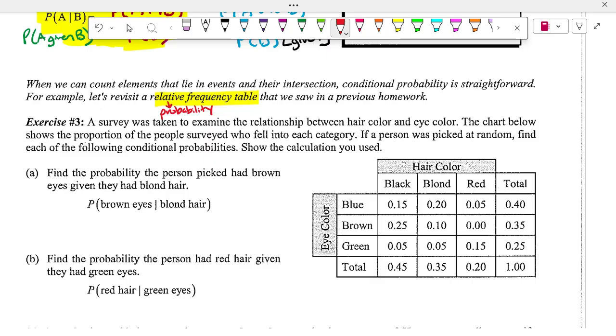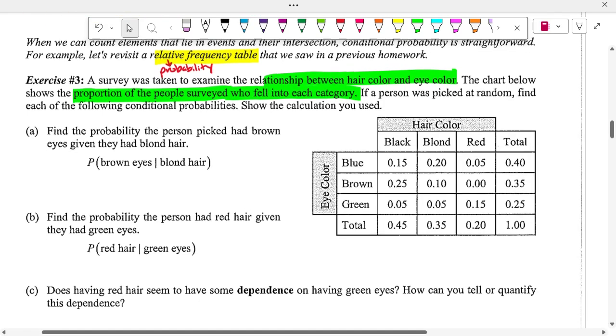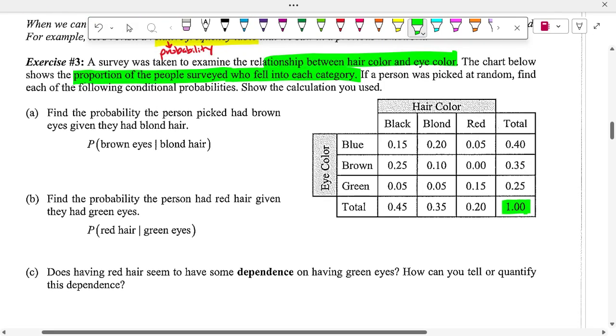This survey examines the relationship between hair color and eye color. The chart shows the proportion of people surveyed who fell into each category. So in other words, they took the probability of people that fell into each category. If you notice, what does the total of all totals add up to? 1. So that's probability. Okay? So it has the probabilities of a specific eye color happening, the probability of a specific hair color happening, and then the probabilities of the intersections of those happening. Okay, that's how you read it.